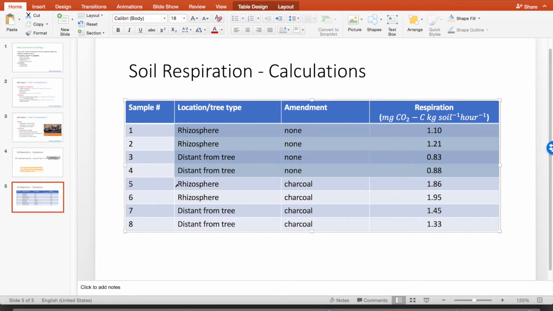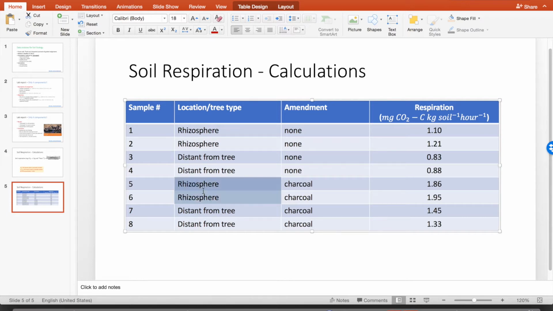Then on the following week, my group and I, we added an amendment. Let's say we added charcoal. So we added charcoal to all our samples, to the same samples we had before, the rhizosphere soil and the distance from the tree source. And this was the number of the respiration values we obtained.